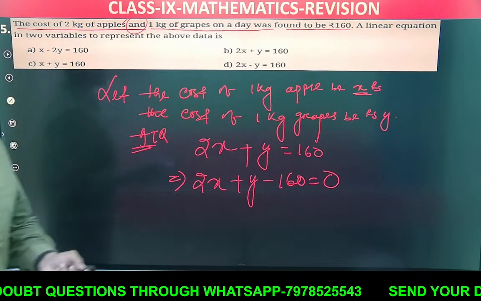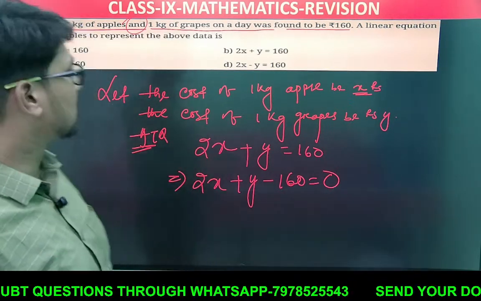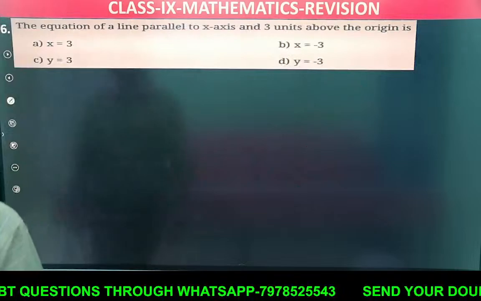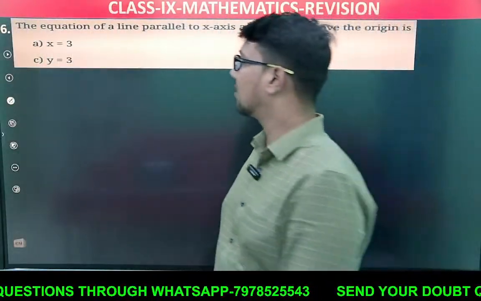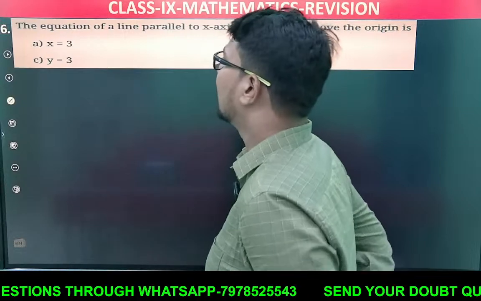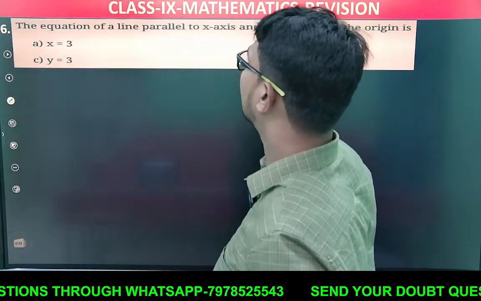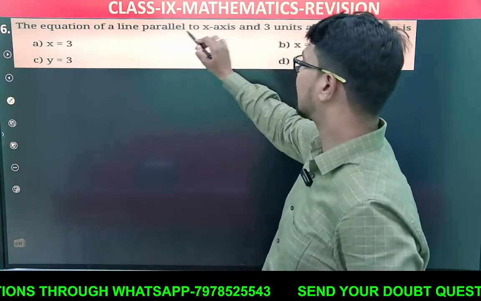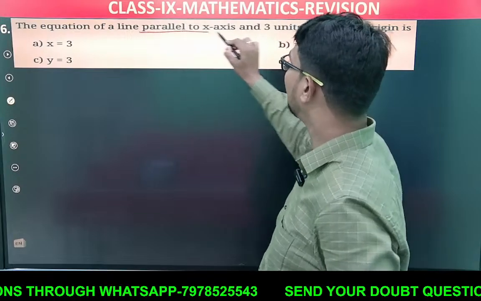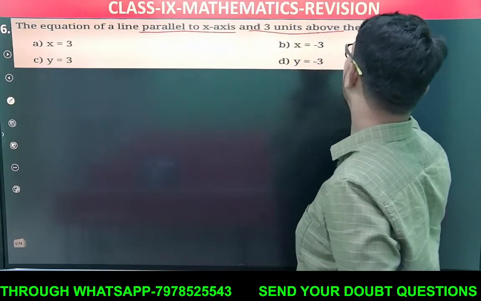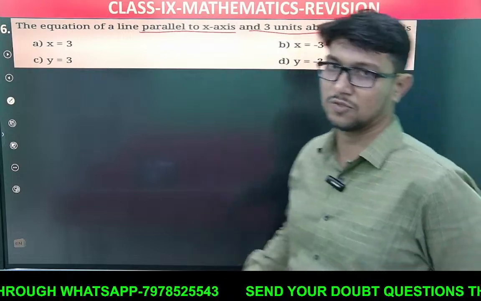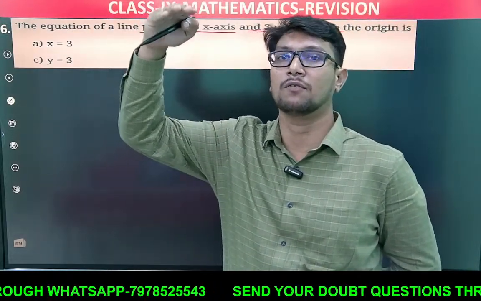Okay, dear students, let us move to the next question. Check, what is the question given here? The equation of a line parallel to x-axis and 3 units above the origin. So from the origin, 3 units above.